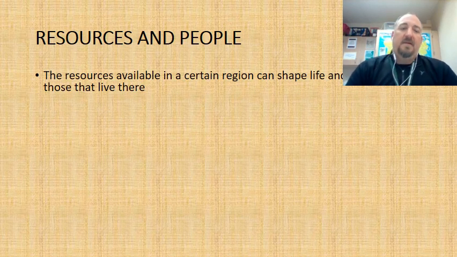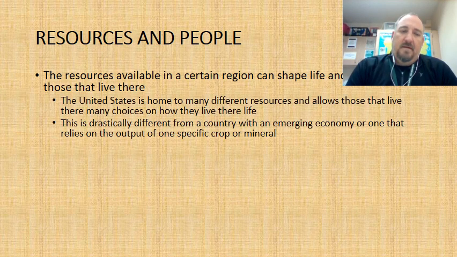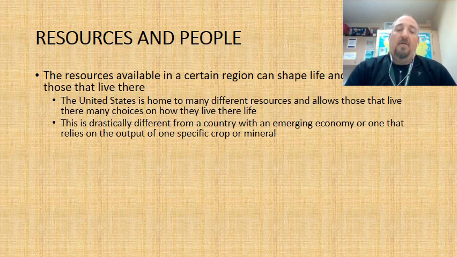Resources and people. The resources available in a certain region can shape life and wealth for those that live there. The United States, for example, is home to many different resources and allows those that live there many choices on how they live their life. This is drastically different, though, for other countries, or a country that might have an emerging economy, or one that relies on the output of one specific crop or mineral.